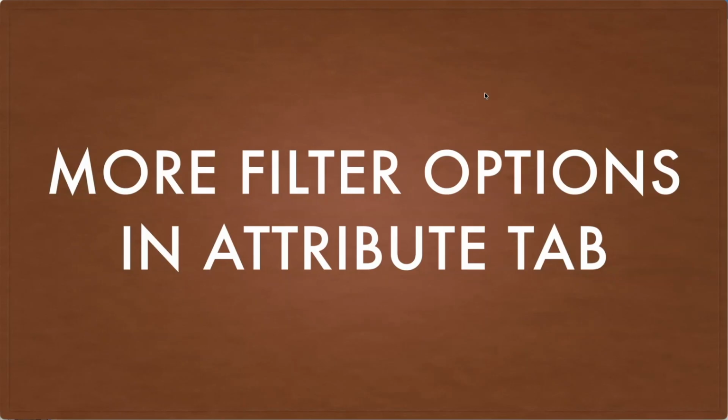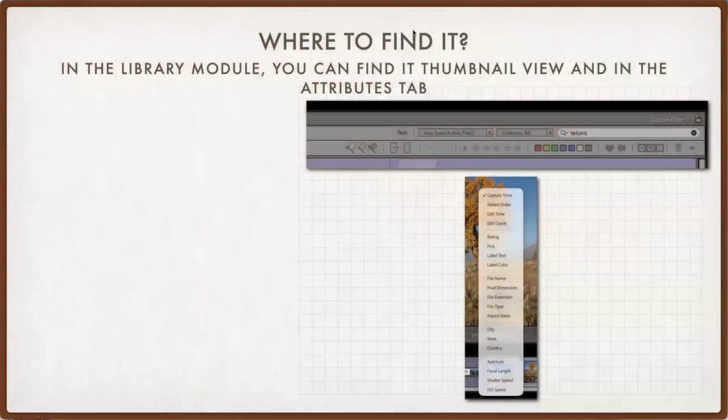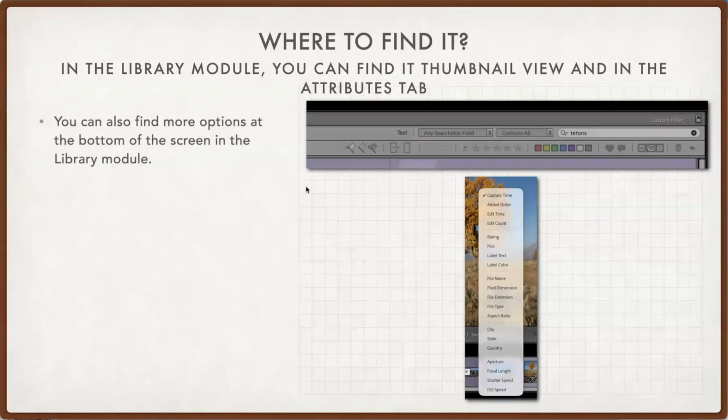I've got another webinar on that. I think it's called Managing Your Digital Portfolio or something like that. But anyway, it's always good when they give you more ways to choose, and that's what they've added in Lightroom: some more filter options in the attributes tab. In the library module, you can find it in a couple of places. You can find it in the top toolbar, and then at the bottom in the thumbnail view, there's a pop-up window you can click. I'll show you a bigger screen in a minute so that it makes more sense.